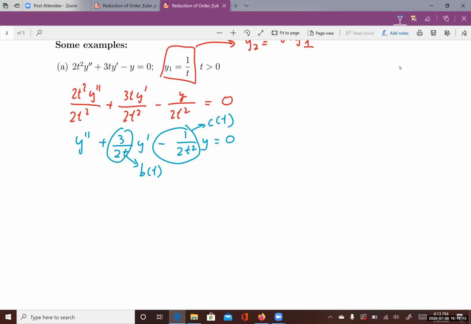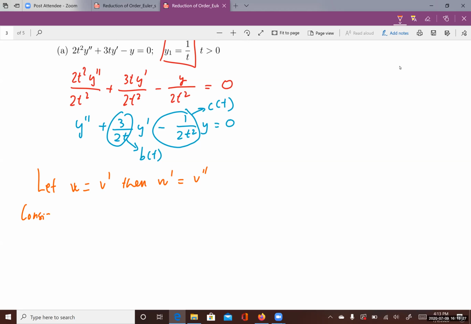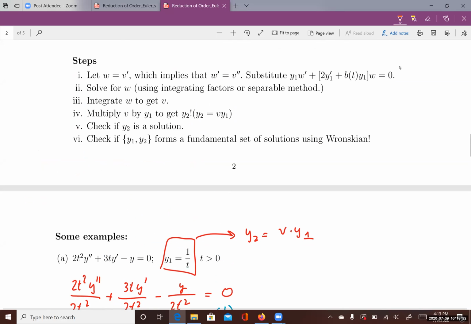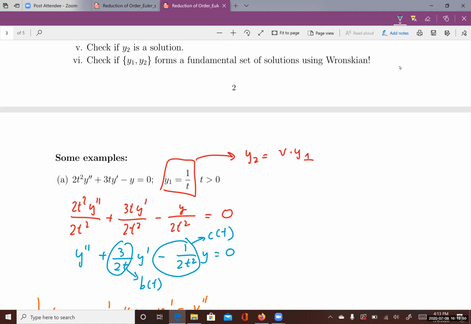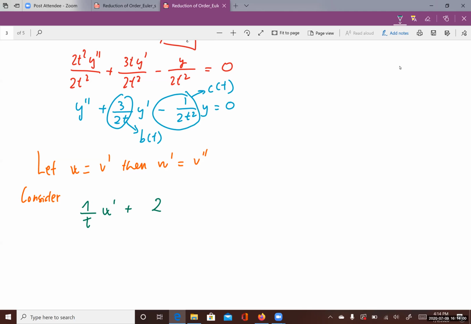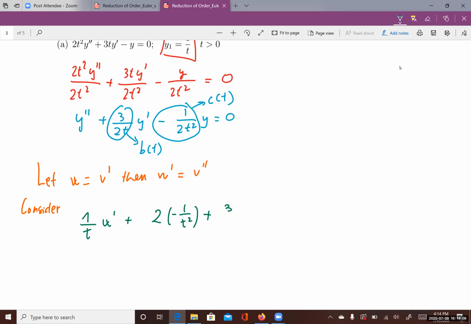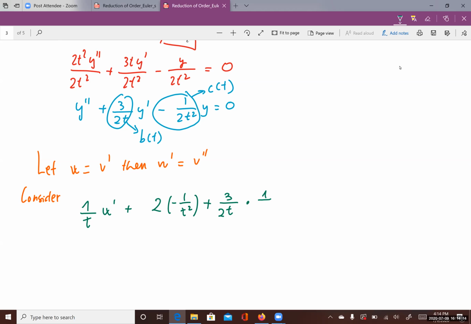All right. So again, the next step is let w equal v prime, then w prime equals v double prime. And then I want to consider the equation in terms of w. The equation is y1 w prime, and y1 is 1/t, so 1/t w prime plus 2y1 prime. And what is y1 prime? If y1 is 1/t, then y1 prime is going to be negative 1/t squared. So 2 times negative 1/t squared plus b of t. B of t is 3/2t times 2y1, which is 1/t, multiplied by w equals 0.